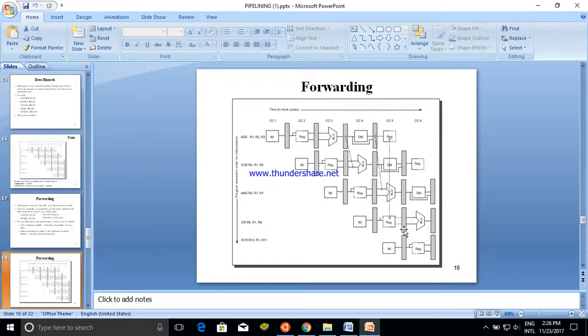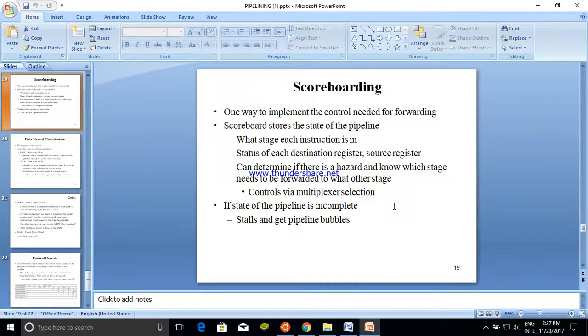So this is the representation of the forwarding techniques. You can see here, this buffer is forwarding the data to this ALU, this buffer is forwarding the data to this ALU, and the final register where the value gets stored is used up by this register. So see, after getting forwarded we are not getting any data hazard. So this was the solution of the data hazard.